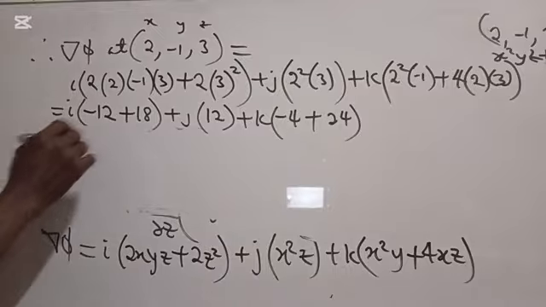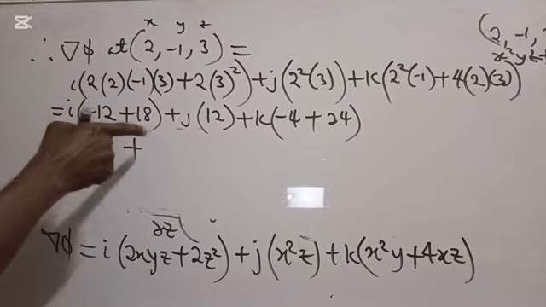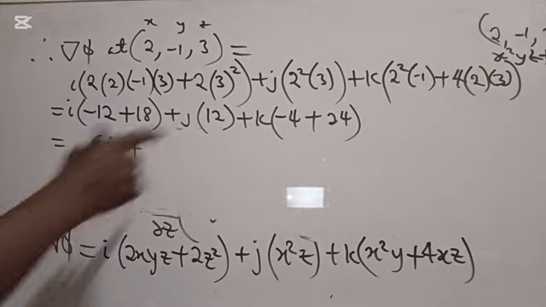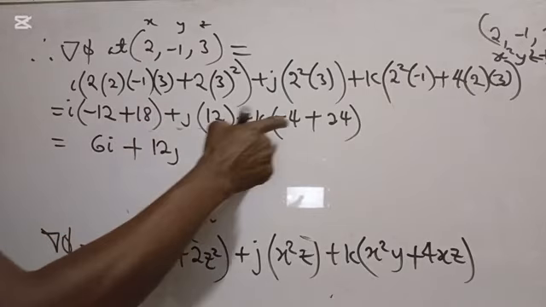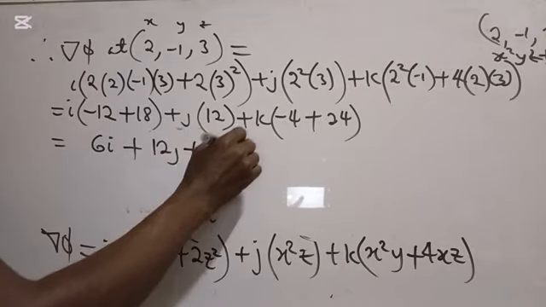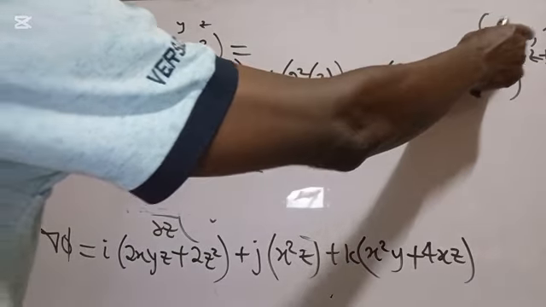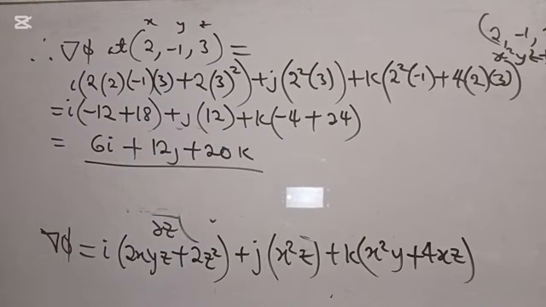So we can expand and bring this out in the normal form now. Minus 12 plus 18, that's 6, so 6i. Let's place it well, so I will put it at the other side there. It's better that way. Then plus 12j, then minus 4 plus 24, that's 20, plus 20k. So this is the grad of phi at the point (2, minus 1, 3). I hope we understood this, and there's no problem in the calculation.